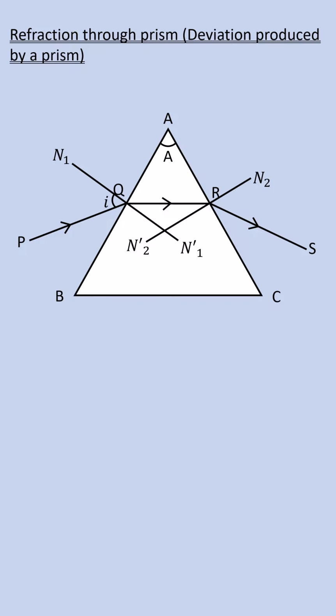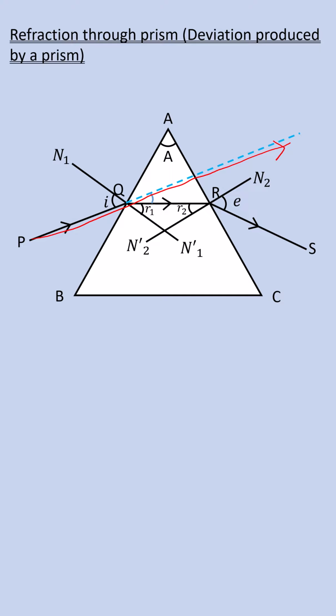This I is the angle of incidence. This E is the angle of emergence. This R1 is the angle of refraction in the first phase. And this R2 is the angle of incidence in the second phase. This is the direction of incident ray. This is the original direction of incident ray.